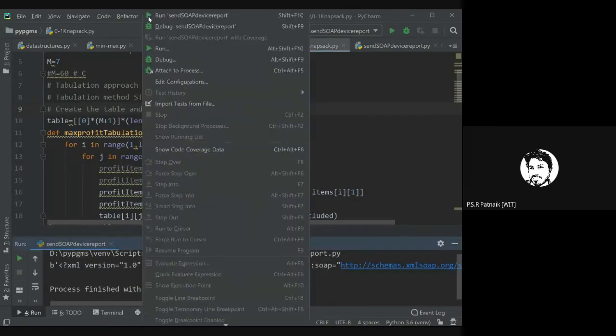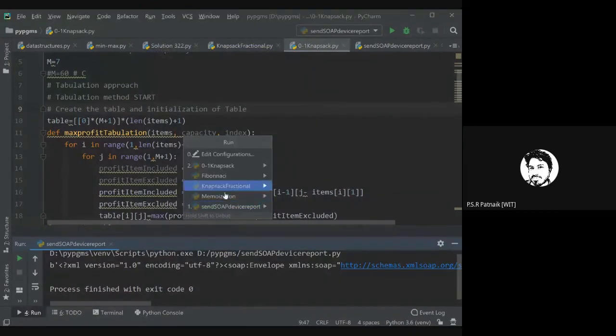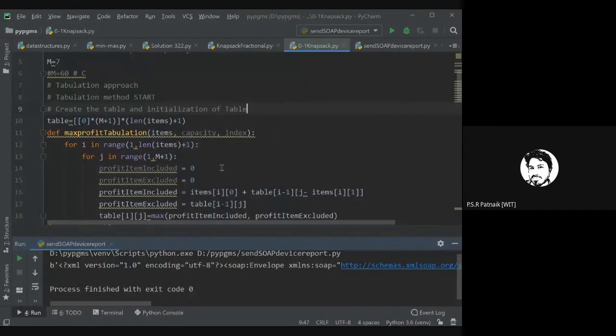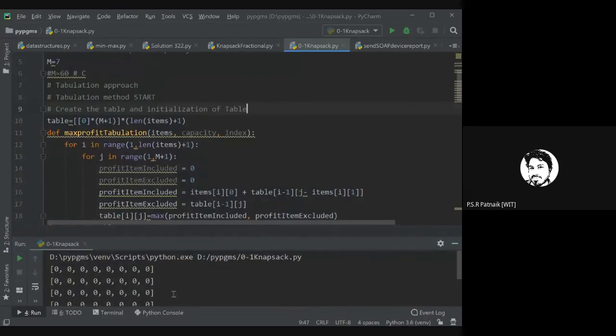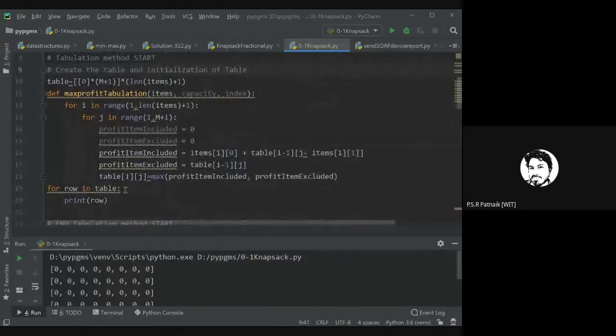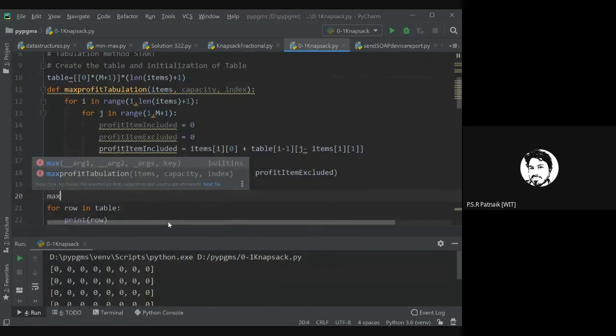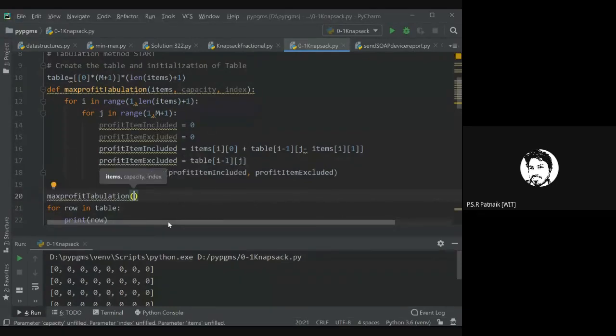No, it's something different. Let me choose 01 knapsack. Before I print it, I need to call this method, max profit, with items and the capacity M. I don't think index makes any sense here, so I'll just write 0.